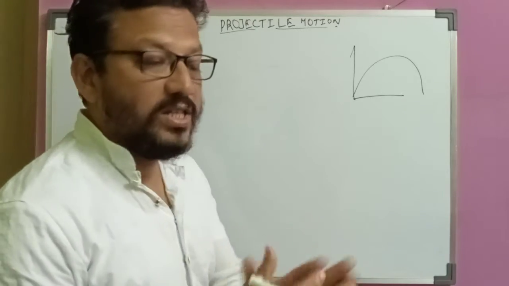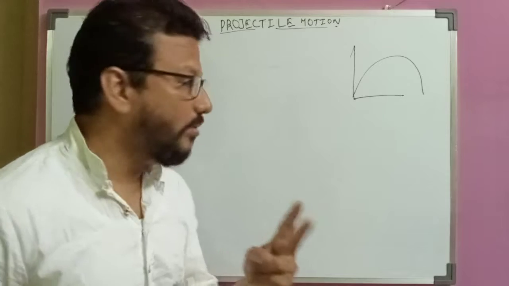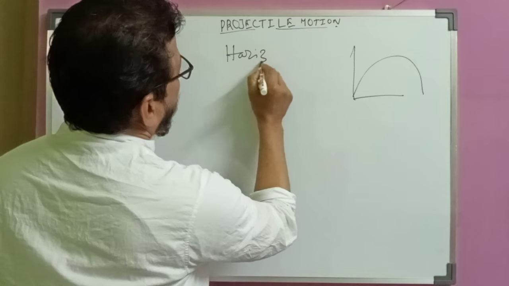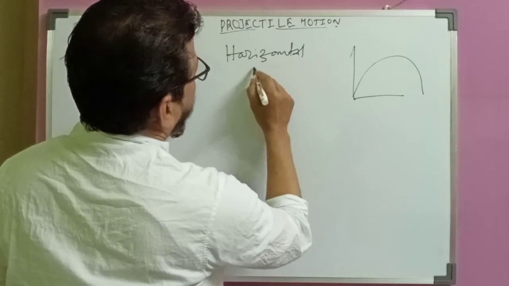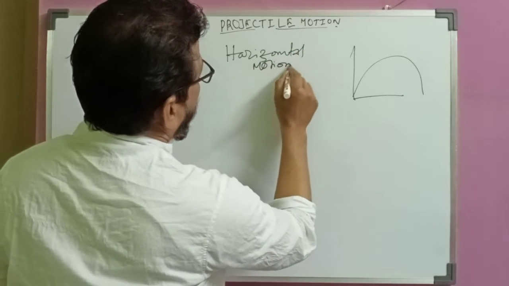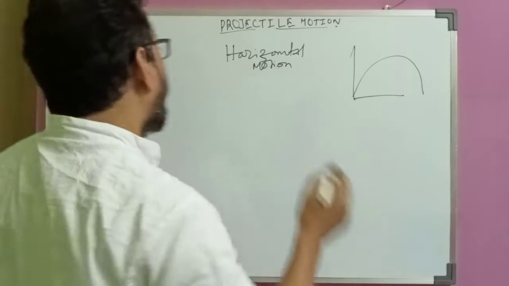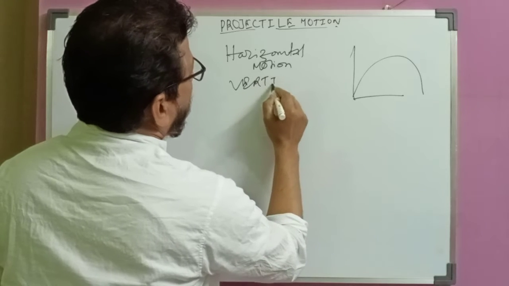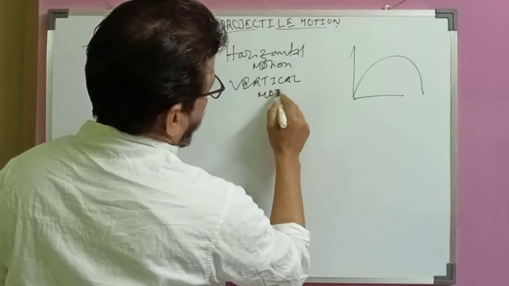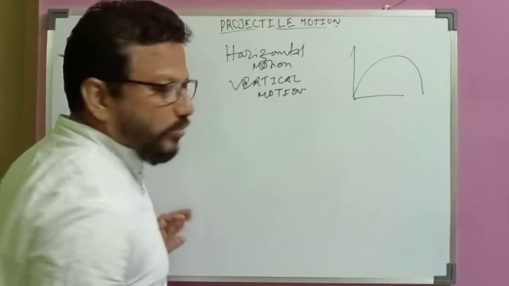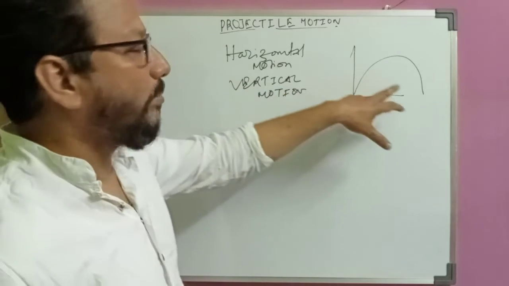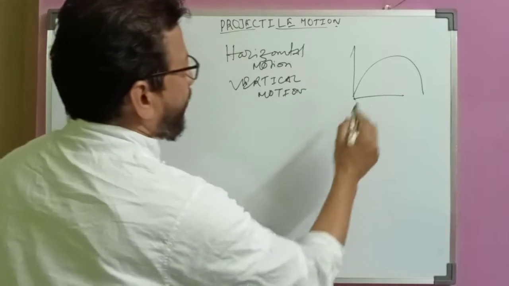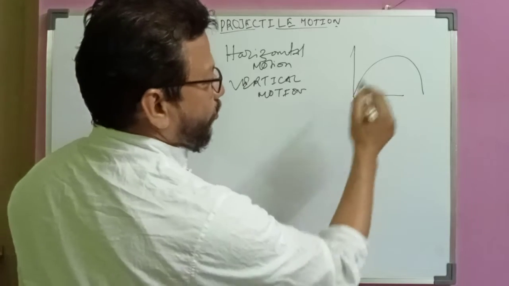This projectile motion is a combination of two things. What are the two things? The first thing is horizontal motion. The other one is vertical motion. These are the two things combined in a projectile motion. So this is the picture of a projectile motion.